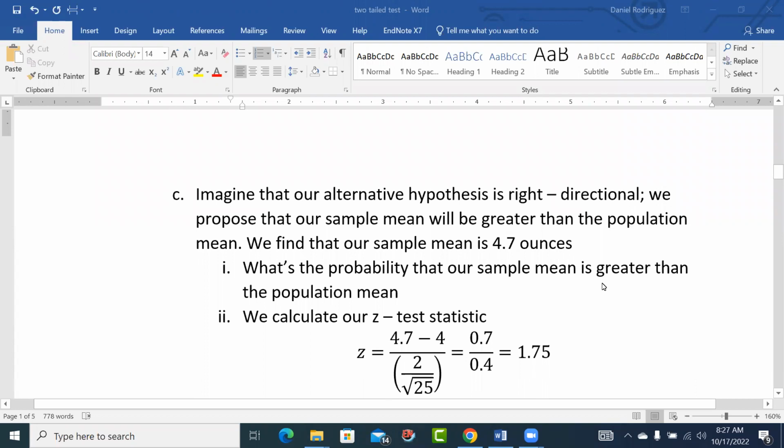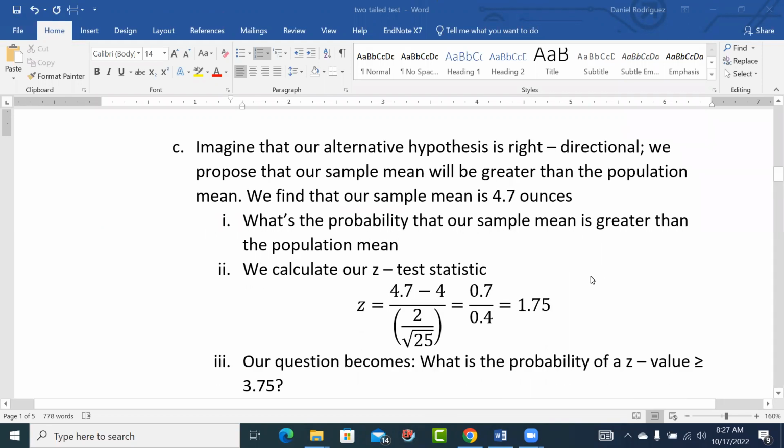Okay, so now let's break this down a little bit. Imagine that our alternative hypothesis is right directional. So we propose that our sample mean will be greater than the population mean. And we find our sample mean is 4.7. Remember, our population mean was 4. Let's say we have a sample of n equals 25, so 25 individuals in our sample. So what's the probability that our sample mean is greater than the population mean?